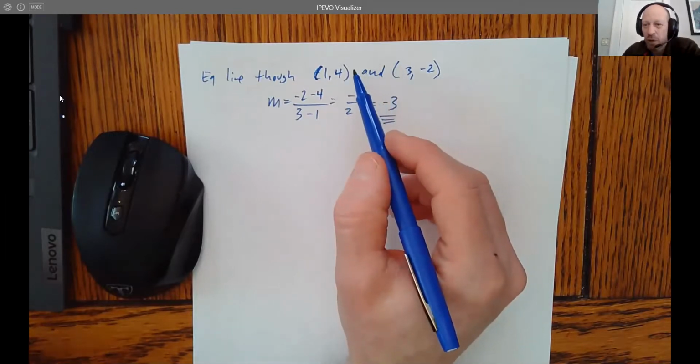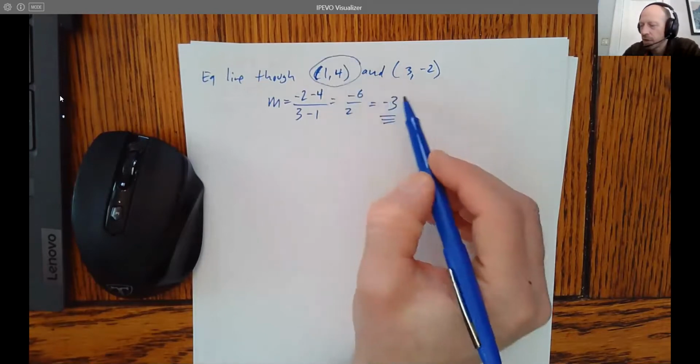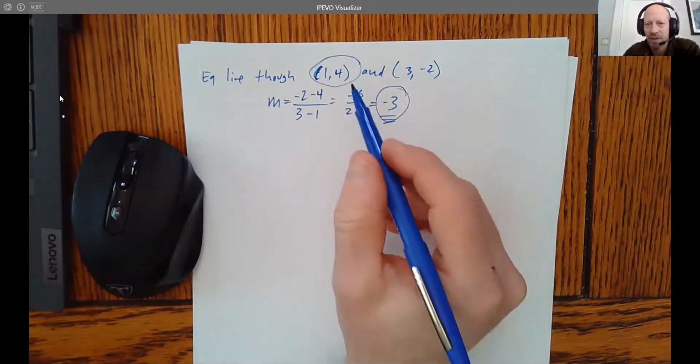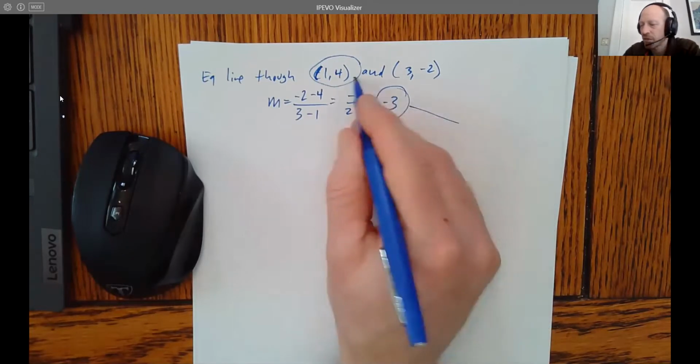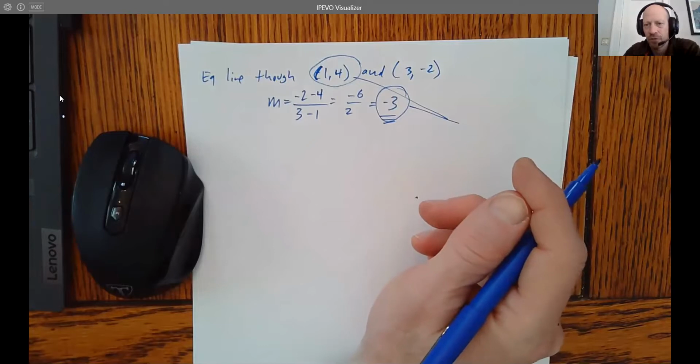I just need one of these points. I can pick either of them. I pick the easiest one. That one doesn't have any negatives, so that's a little easier to me. And now it's the same process as before to find the equation.